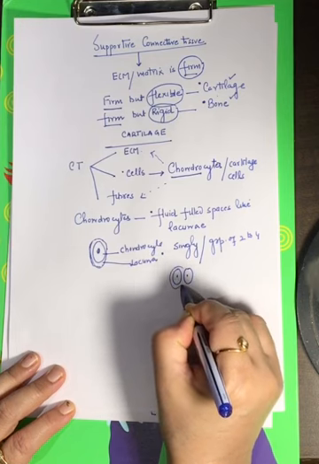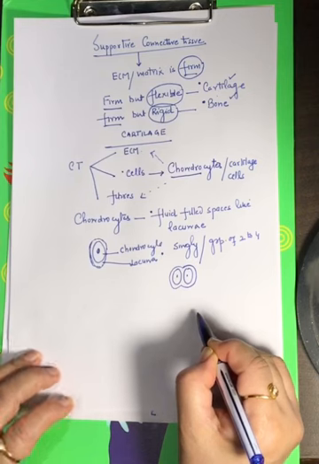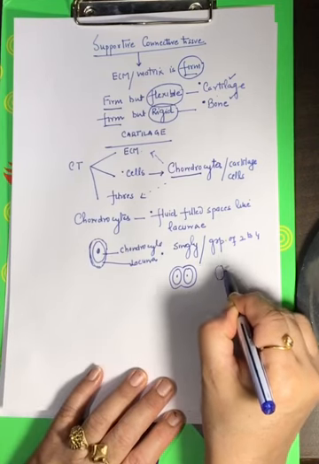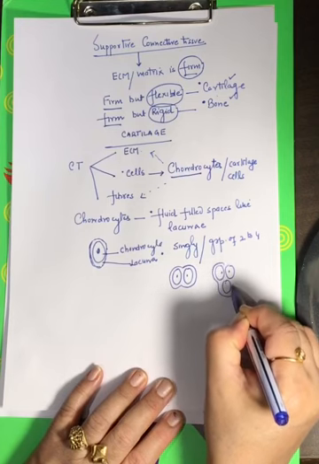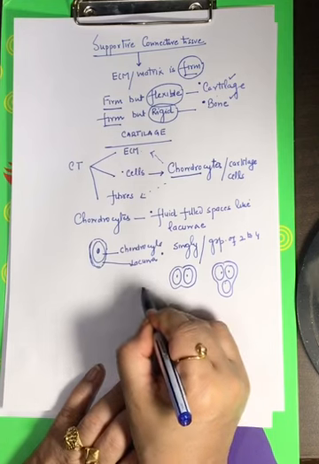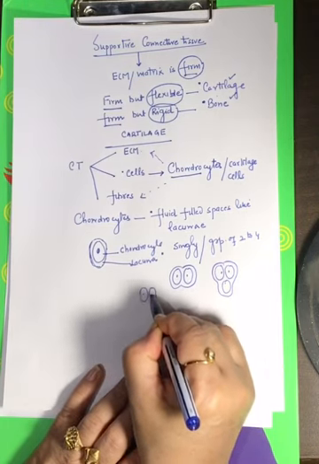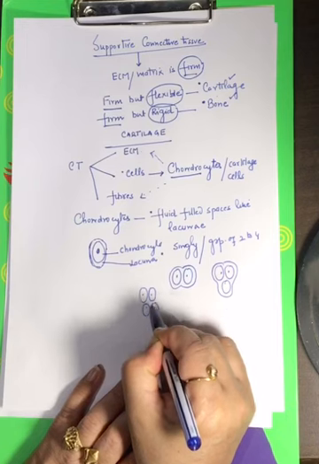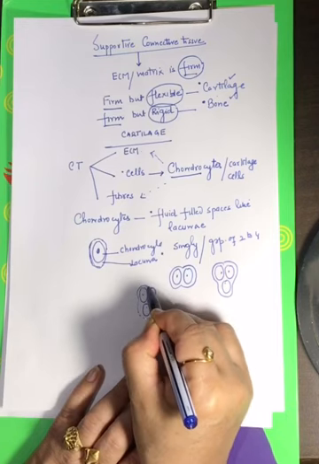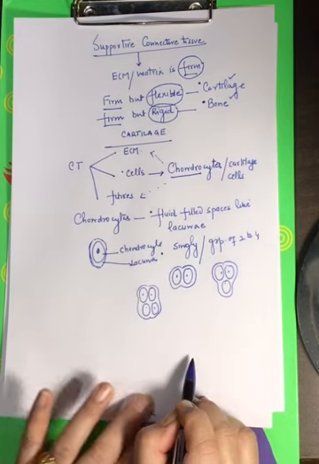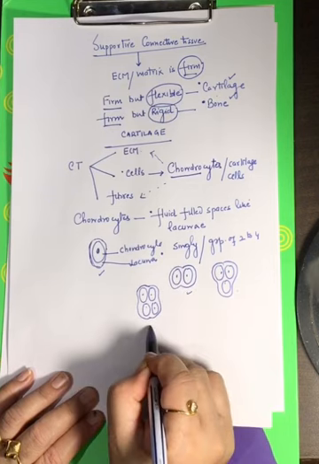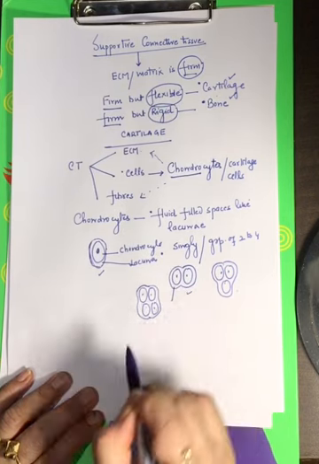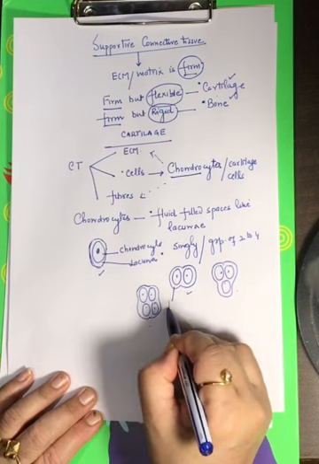You can find them singly also, and they can occur in groups also. Like these are the chondrocytes in lacunae in a group of 2. These are the chondrocytes in 3, or these may be in a group of 4. So the chondrocytes may occur singly or in a group of 2 to 4, and they are always present in a fluid-filled space called lacuna.